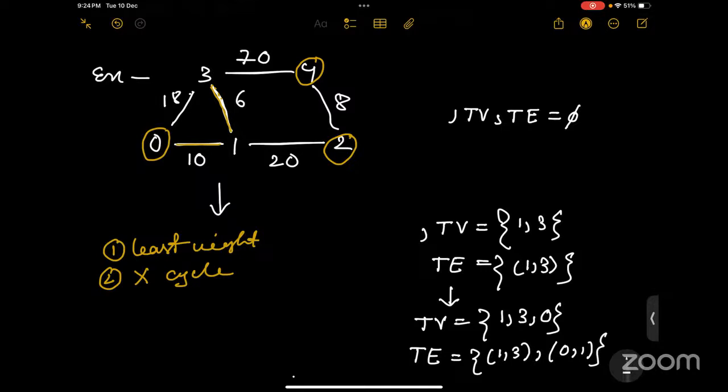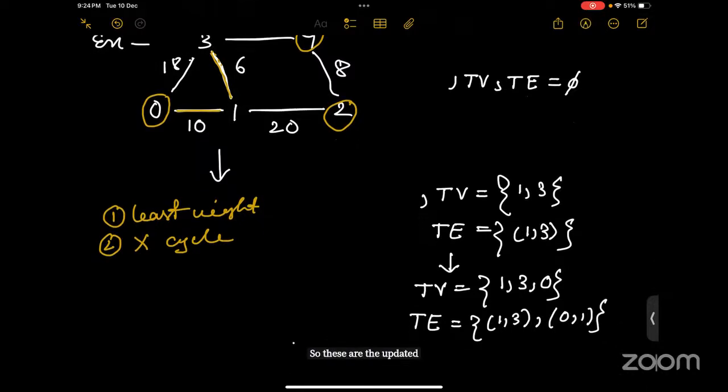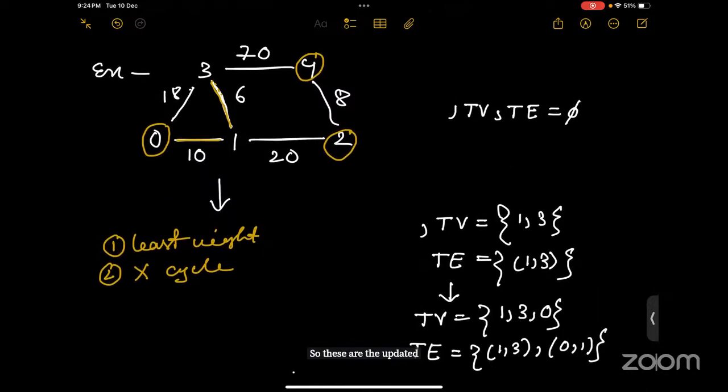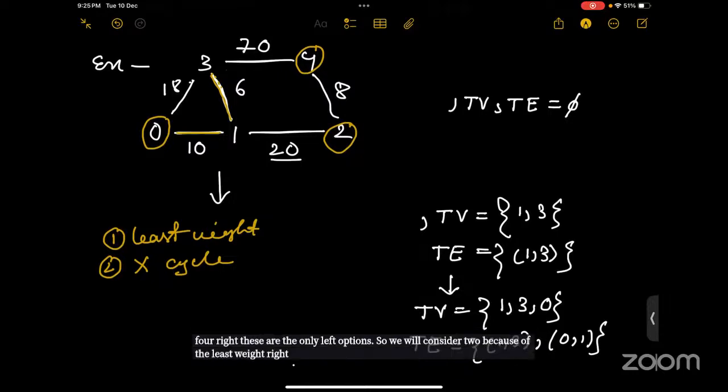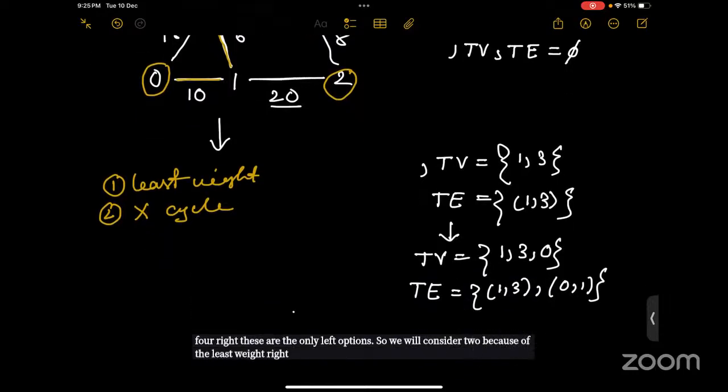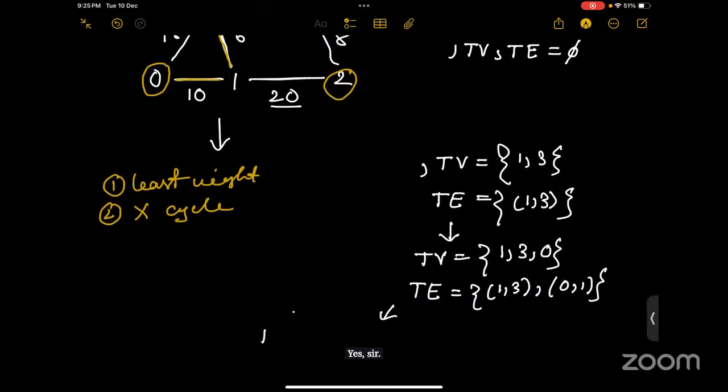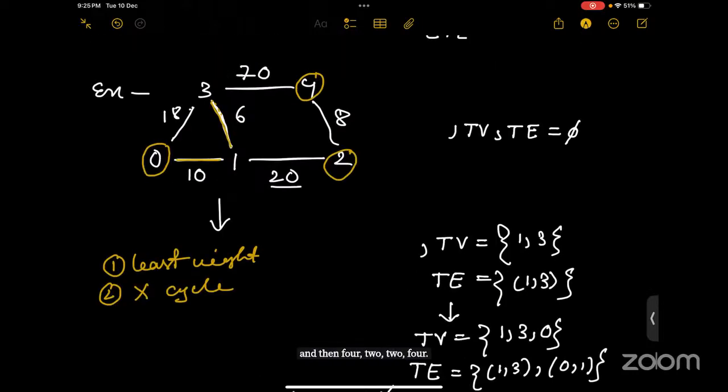So these are the updated vertices. Now again we have 1, 3 and 0. So we will consider again 2. In our options we have 2, 4, right? These are the only left options. So we will consider 2 because of the least weight, right? Yes, ma'am. And then 4. 2 to 4. That means this.